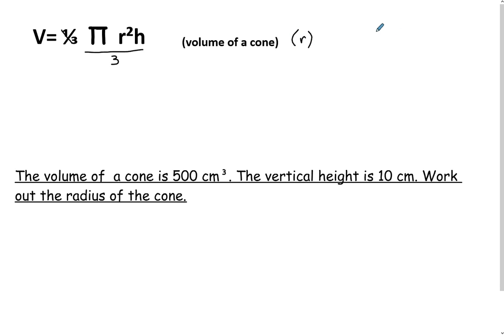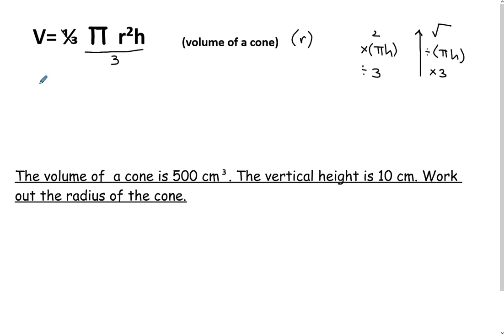So what's been done to the r? It's been squared, and then it's been multiplied by pi, but it's also been multiplied by h, so we can say multiplied by pi h, and just make sure that you put that in brackets, and then divide by 3. So we go backwards, and we'll multiply by 3, divide by pi times h, and then we'll square root it.